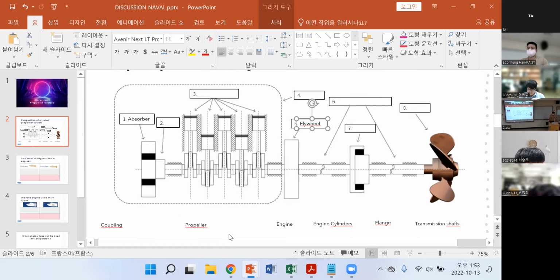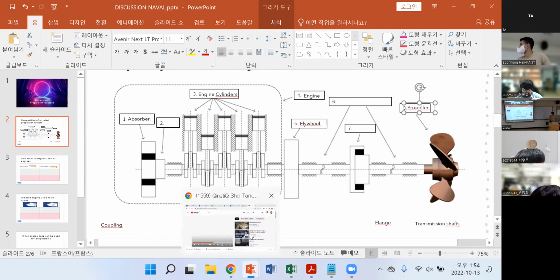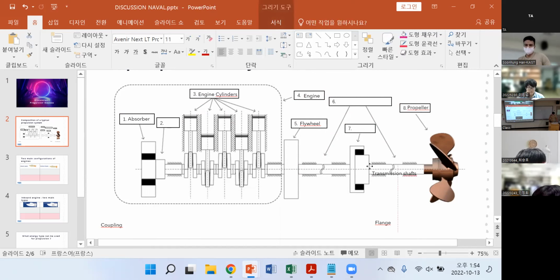Number 4 is the engine. Number three is the engine cylinder, yeah, right. Number 8 is propeller, probably right. And 6 is the transmission shaft. 7 is coupling. No, the flange. It's coupling.